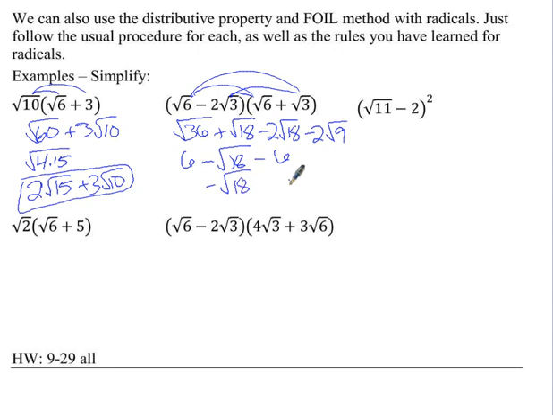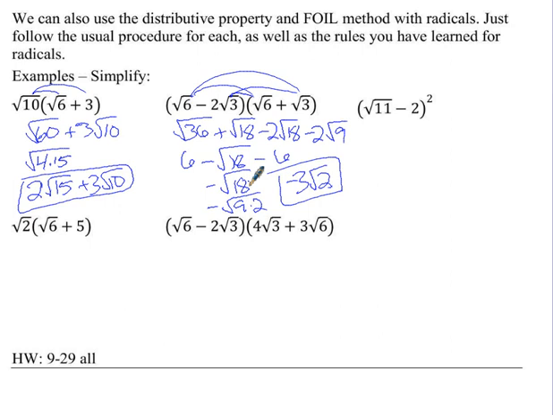Does the square root of 18 simplify? Yes, it does. 9 times 2. So now we have negative square root 9 times 2. And what's our answer going to be? Nice.